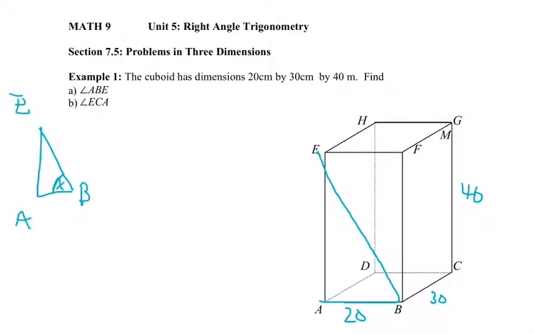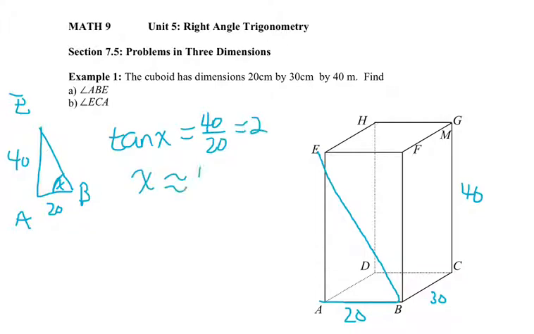I'm going to make that my x. I know that AE is 40 and AB is 20. So tan x is 40 divided by 20, which is of course just 2. And so then x is going to be tan inverse of 2. And there I shouldn't have used approximate signs. I should have used exact. And then you can use your calculator to find the approximate. And I don't have my calculator with me, so you're going to have to do that on your own.